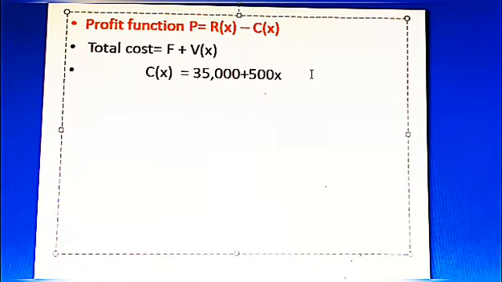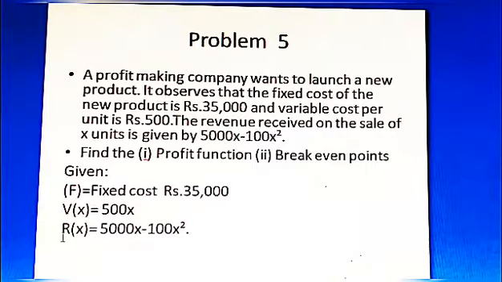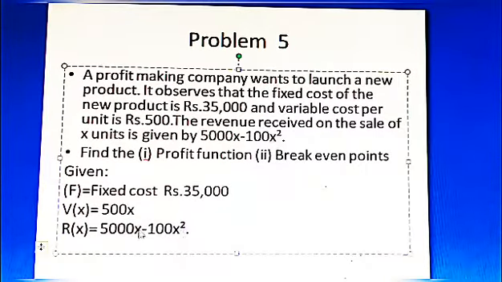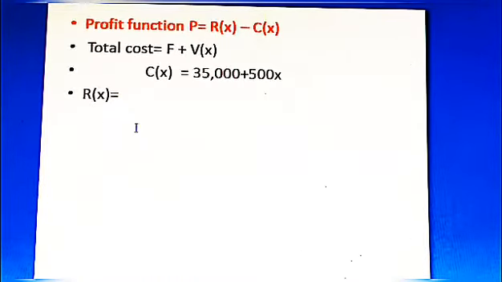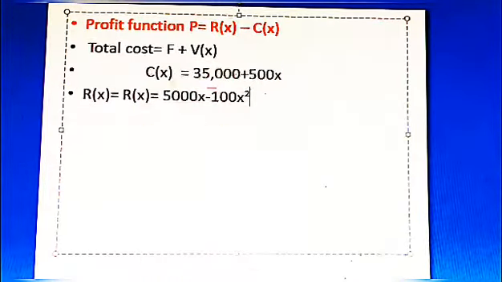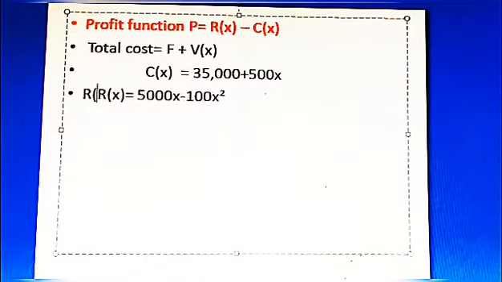Next, we have to find the total revenue, but already given, right? Total revenue is already given. No need to find here. The equation is already given. So what is the total revenue we have? We have the total revenue is R of X is equal to 5,000x minus 100x squared. So I'll just substitute here. Okay, this is the total revenue.